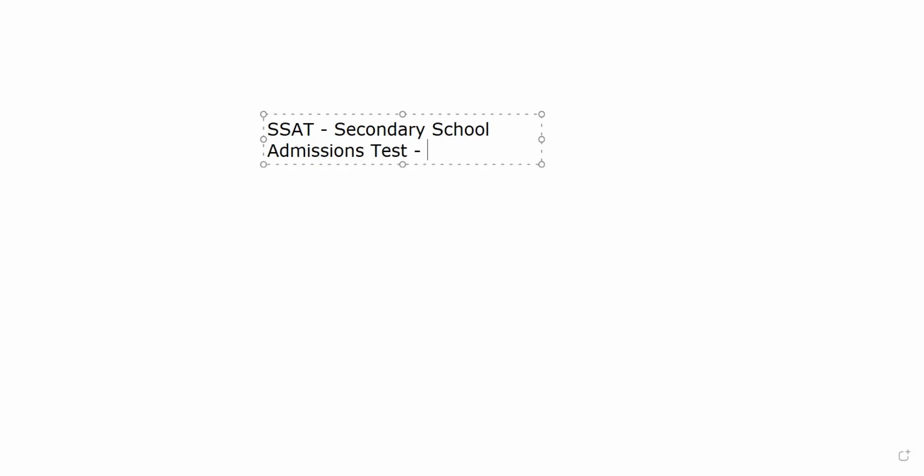First, let's talk about exactly what the SSAT is. The SSAT is a secondary school admissions test. This SSAT is normally given by private schools who have students who are interested in their program. And this helps the private schools determine exactly where to place the student in their school.